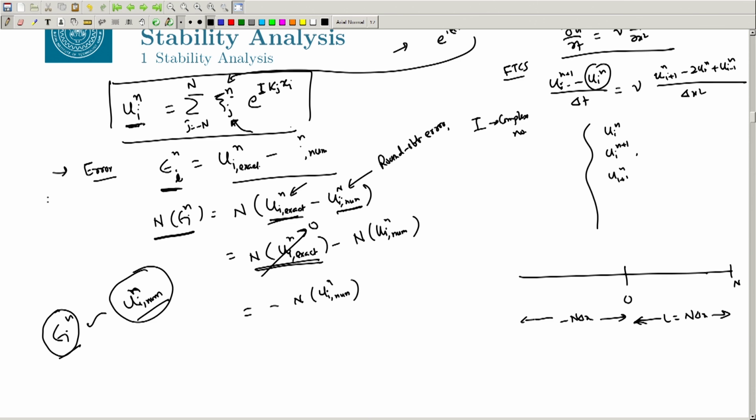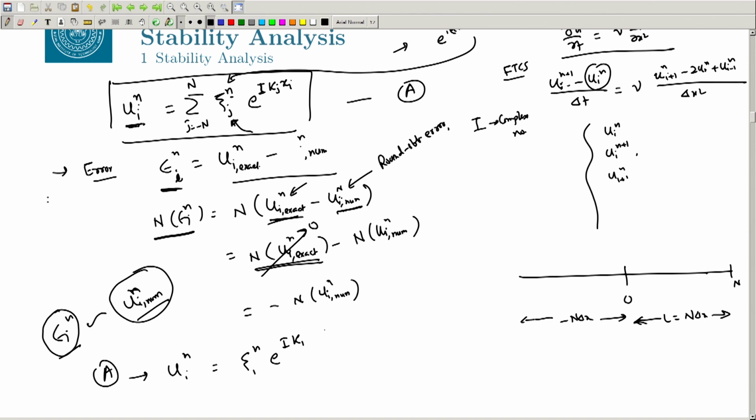So this is how your function is defined. Now you can write u_i^n as zeta_1^n e to the power I k_1 x_i.